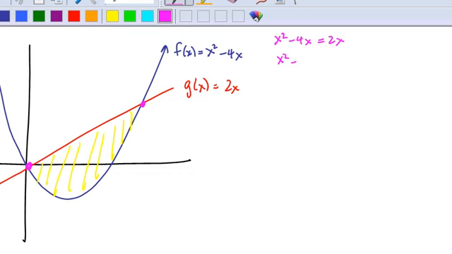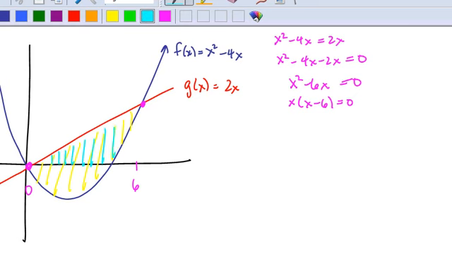I'm going to subtract the 2x from both sides and then factor. So I get x times (x minus 6) equals 0, which means that one solution is 0 and the other one is 6. So that gives me my limits of integration, and I'm going to do the two areas.